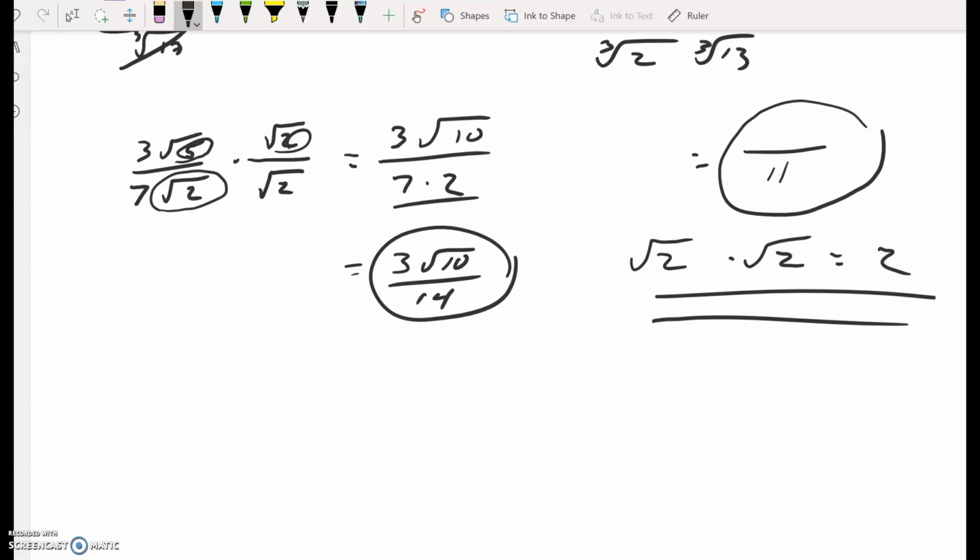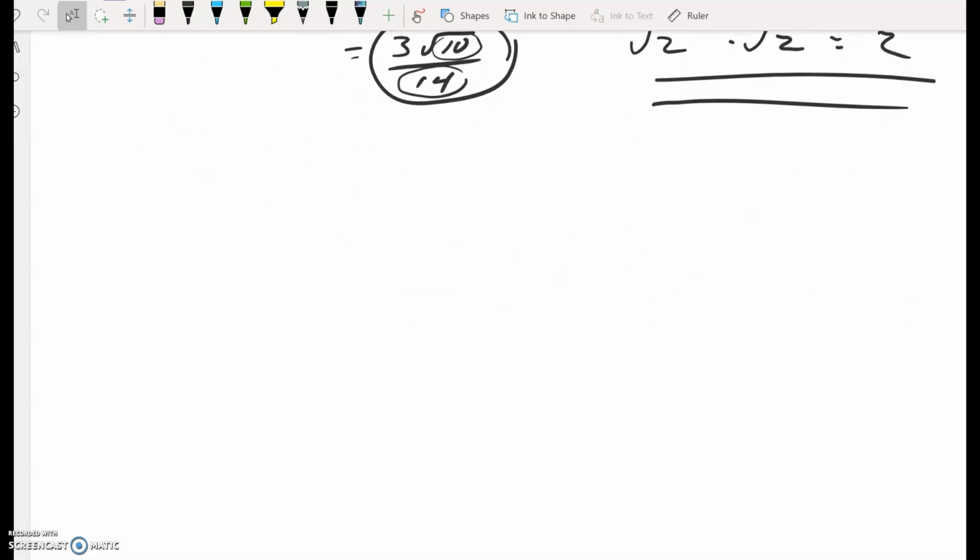Notice you can't cancel a number inside a root with a number outside a root ever. So don't try to cancel the 10 and the 14. If they were both inside a square root, you could do it. If they were both outside a square root, like the 3 and the 14, you could do it. But one inside, one outside, you can't do it. So we're done. Let's try another one of those because it was so much fun.